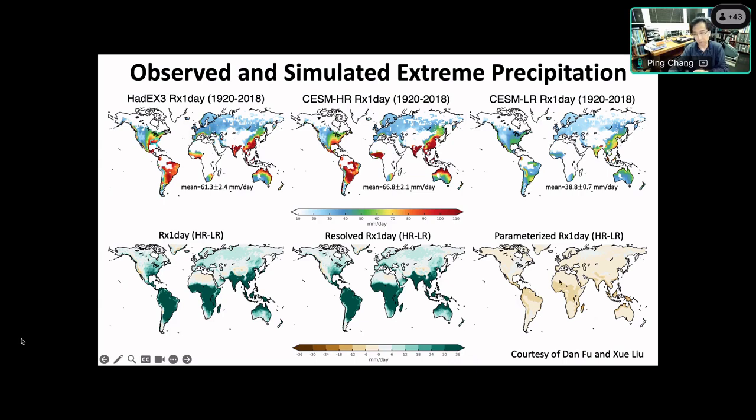So if you look at the parameterized component, in fact, you actually see the opposite. The high resolution model is actually getting less extreme precipitation from the parameterized precipitation. So that's kind of interesting. So that motivated us to look further to understand exactly what physical process causes this resolved precipitation increase in the high resolution model.